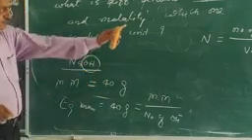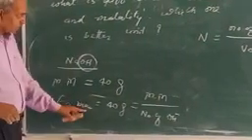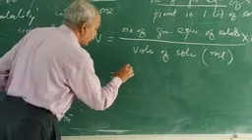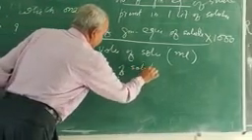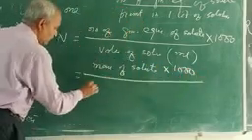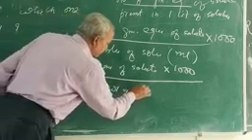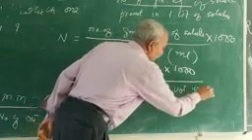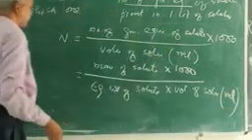So gram equivalent of solute is decided by this equivalent mass, and therefore here we can write the mass of solute, whatever solute is present there, divided by equivalent mass of solute, into volume of solution in milliliter. So this is your normality.